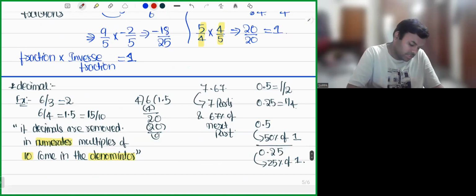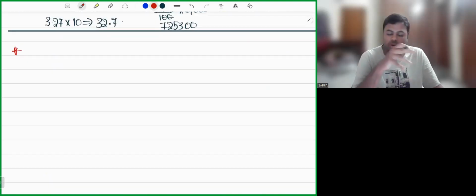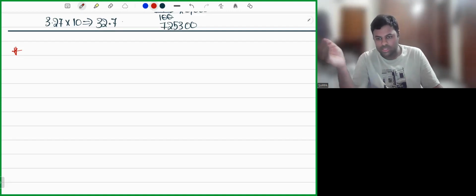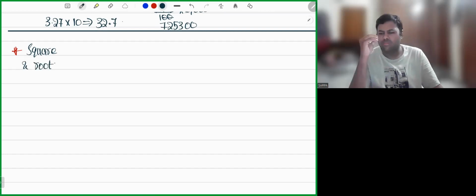Now, let's proceed further, my dear friends. I hope you understand the concept of division of decimals and converting decimals into numbers, all those things. Now, let me teach you one of the most important concepts, squares and roots. This is where many times students get confused. That's because the basics are not clear. Once this is clear, half of the headache in mathematics will go.